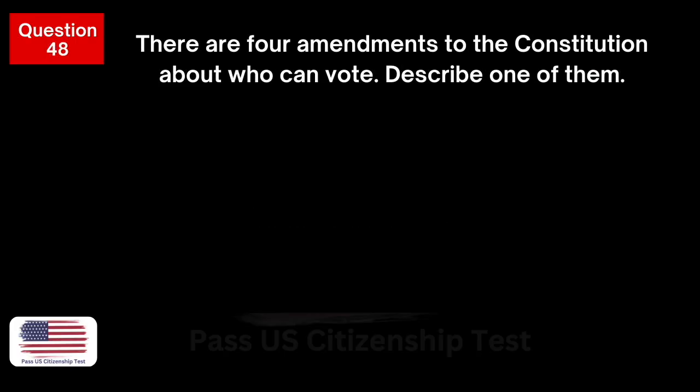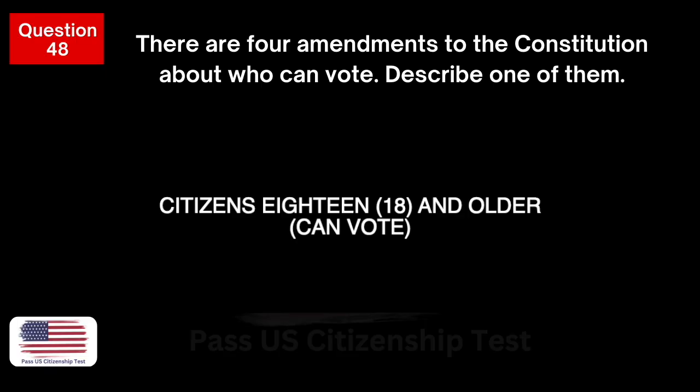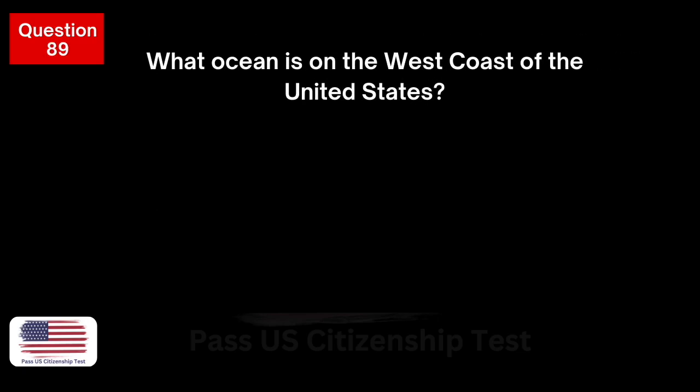There are 4 amendments to the Constitution about who can vote. Describe one of them. Citizens 18 and older can vote. What ocean is on the west coast of the United States? Pacific Ocean.